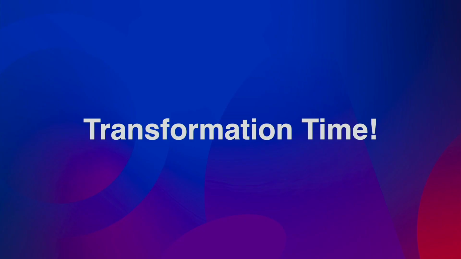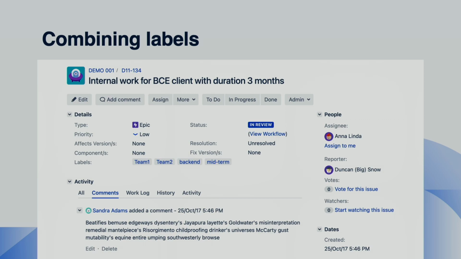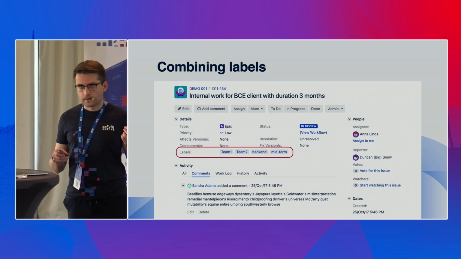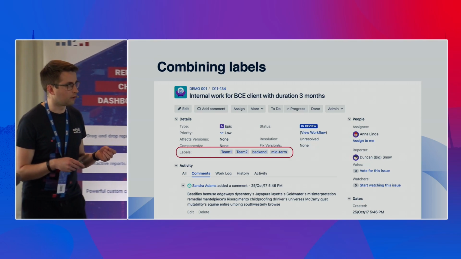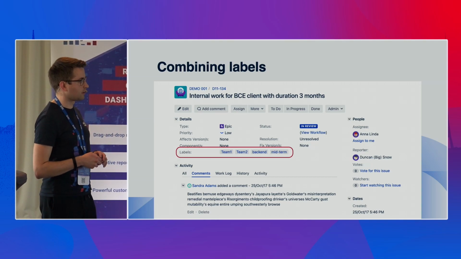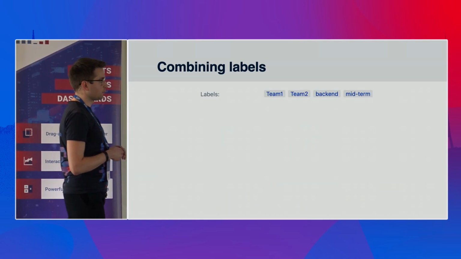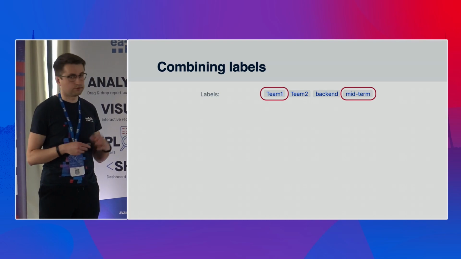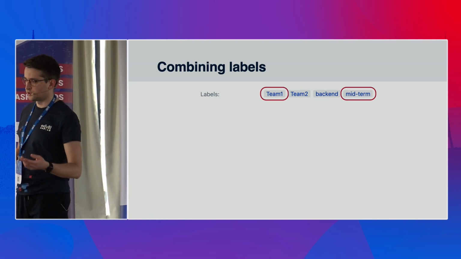So now that we know how to catch it, let's try to transform some of this data. Let's start out with the labels. For example, there could be a use case where you would like to acquire, in a fast manner, issues that are done by team 1 and that are in the midterm duration. You can do this in two ways, with the MDX code and also in the JavaScript code.